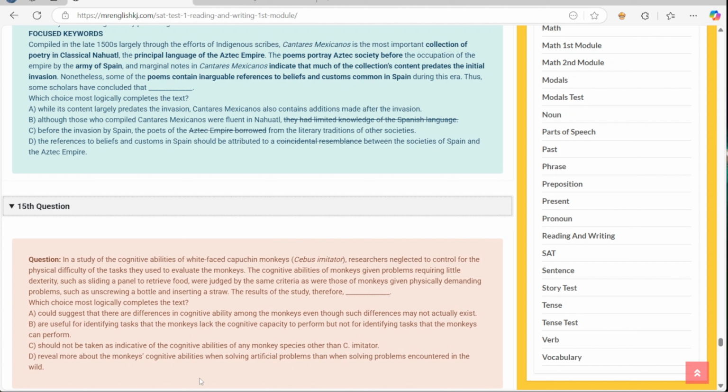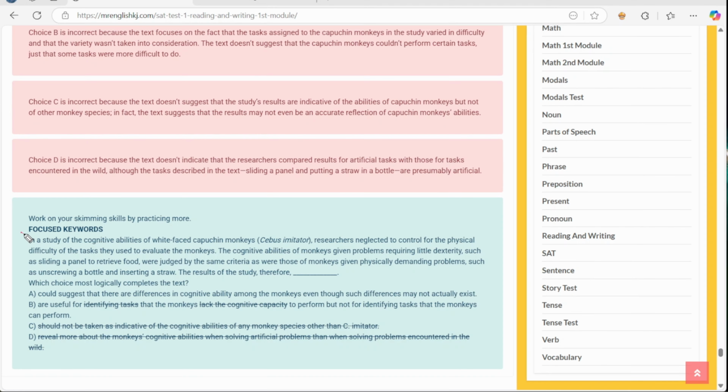Question 15. Pause and read. Okay. Now, if you notice, there are no keywords because everything is important. What is it talking about? It's talking about a special species of monkey, which they gave tasks to control for physical difficulties, so they gave them cognitive ability challenges, and they were judged based on that. Then the rest of the monkey species, a common monkey, they gave physically demanding problems. Now in the overall text you don't see anywhere that they said or proved whether the monkey solved it or did not solve it. They did not talk about anything at all. We need to find the most logical text.